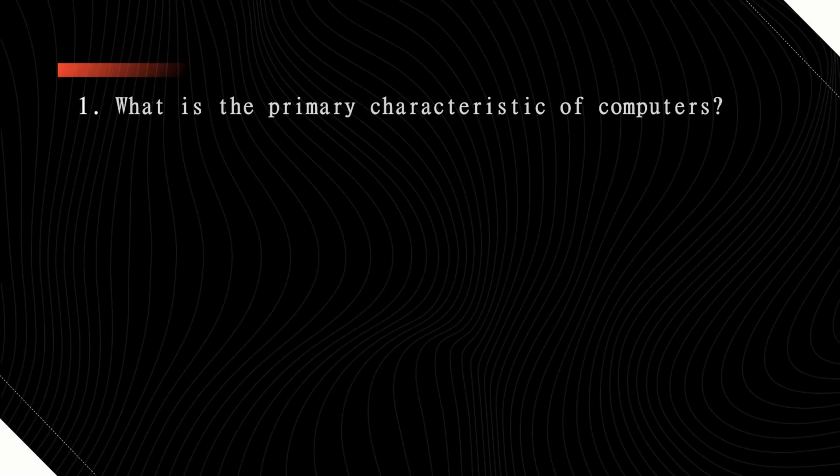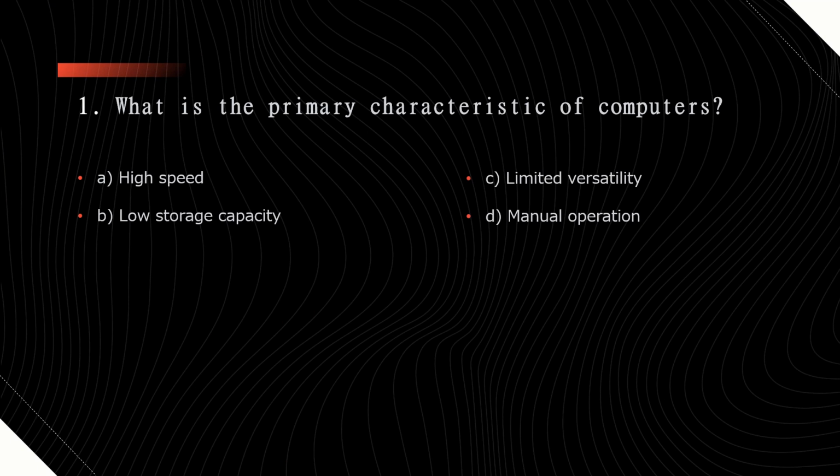What is the primary characteristic of computers? Options: A. High speed, B. Low storage capacity, C. Limited versatility, D. Manual operation. Answer: A. High speed. One of the key characteristics of computers is their high processing speed, allowing them to perform tasks quickly and efficiently.